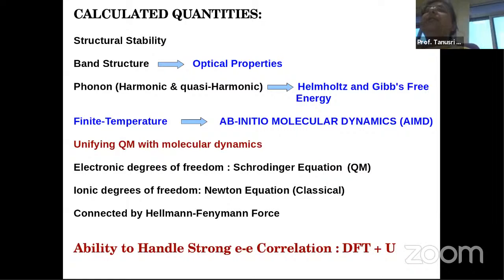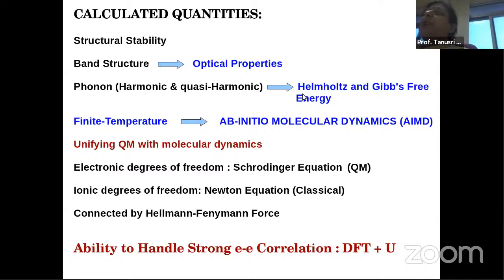So what are the quantities you can calculate out of such a first principles calculation? As I mentioned, there is the structural stability. This method is very good at calculating the total energies, and the difference of the total energies comes out quite accurately. Therefore, the structural stability can be very accurately studied within this method. You can calculate the band structure, which is basically the energy versus wave vector, the dispersion. And since you have access to the band structure, you can calculate the optical properties. You can calculate the phonons, both in harmonic and quasi-harmonic approximation. Therefore, you have access to free energies like the Helmholtz and Gibbs free energy.